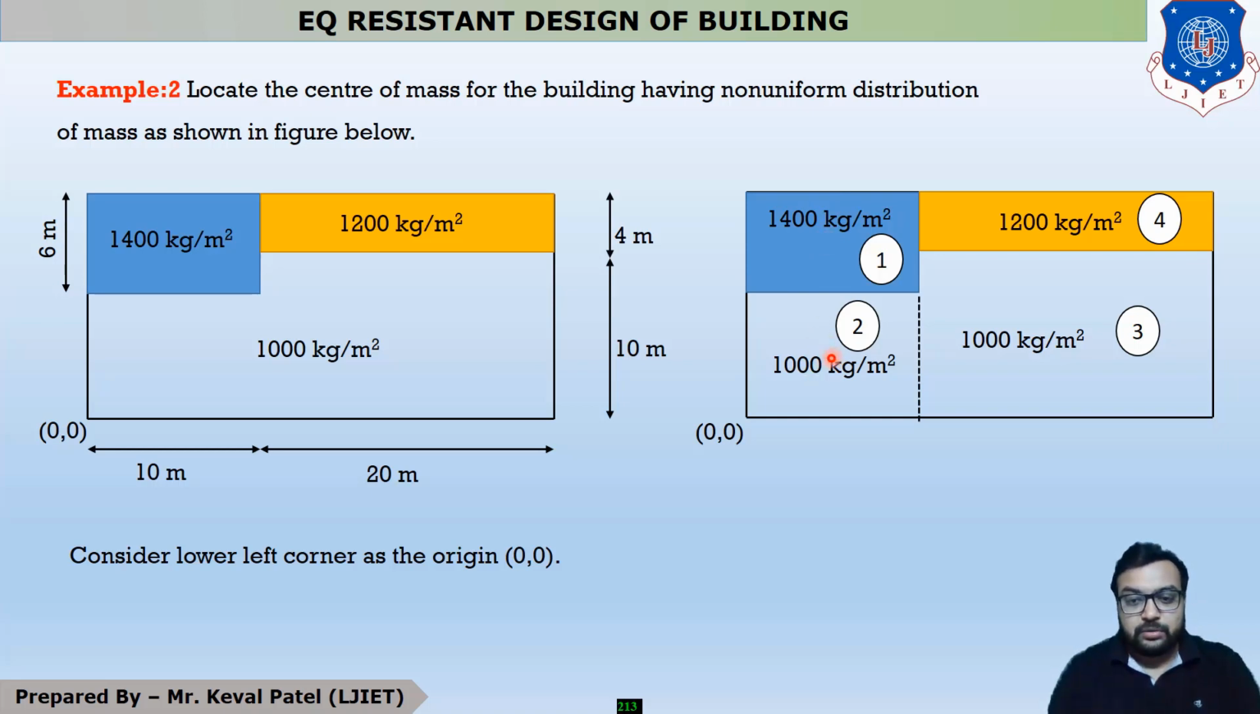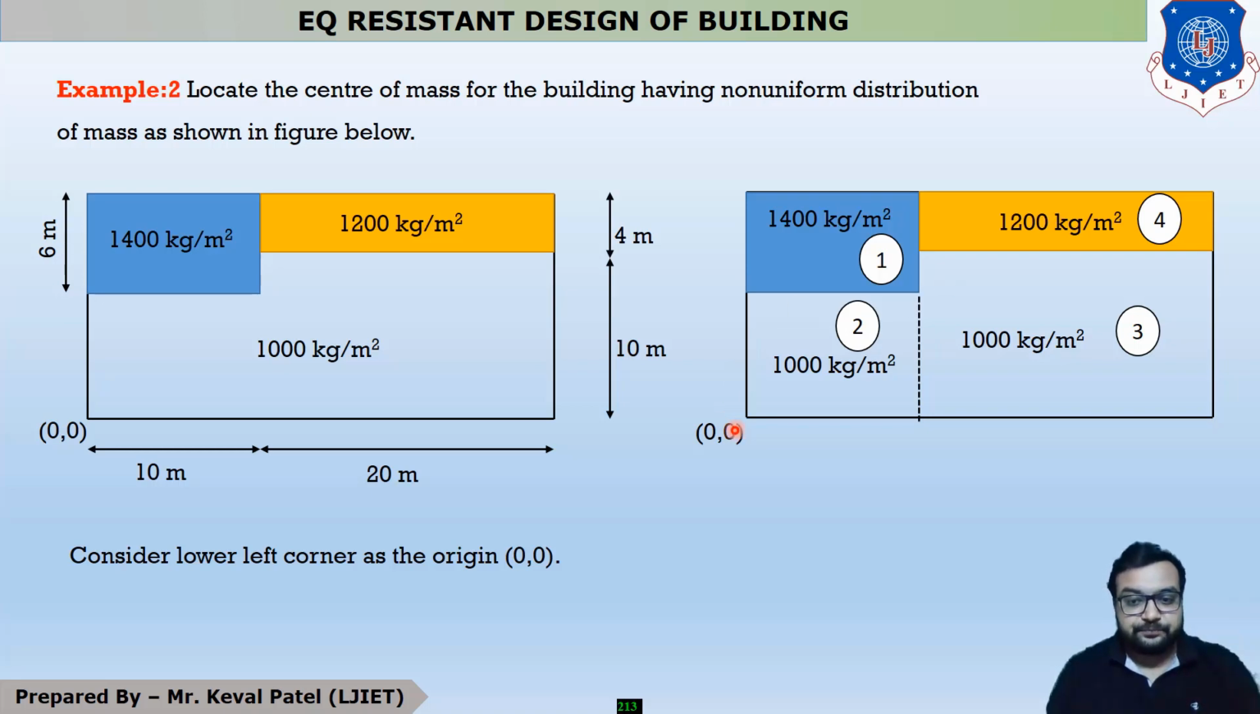This is our part number 2. This length is 10 meter, so your value of x2 is also 5 meter. This length is 20 meter, so the CG is at this point: 20 divided by 2, so 10 meter from this edge. But you have to consider all dimensions from the origin, so 10 plus 10 is equal to 20 meter. So your value of x3 is 20 meter, and similarly your value of x4 is also 20 meter. This is the calculation of x1, x2, x3 and x4.